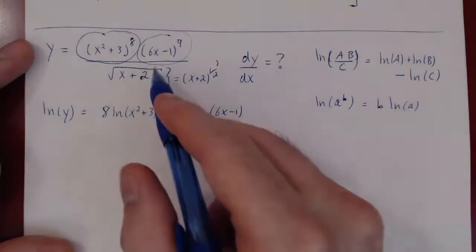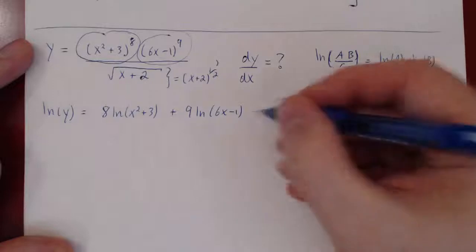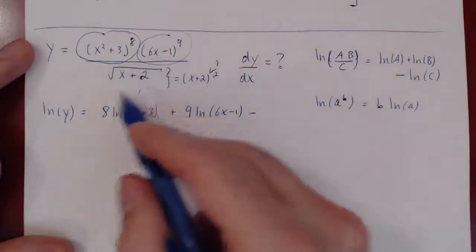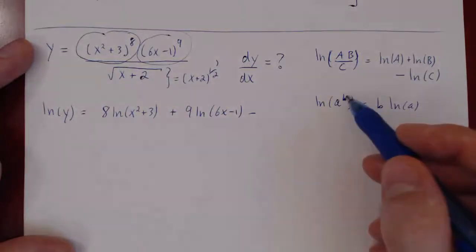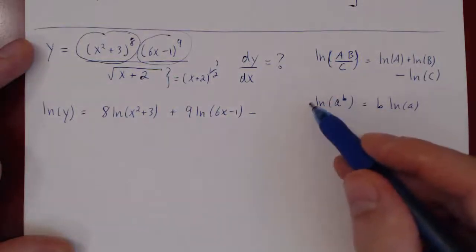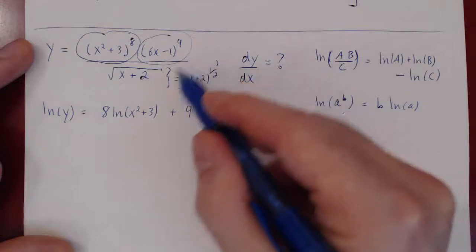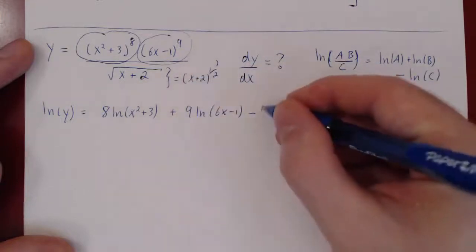Finally, this is on the bottom, so it will be minus the ln of this term, which is x plus 1 to the power of 1/2. Once again, move the power outside the ln, so the ln of this will be 1/2 the ln of x plus 2.